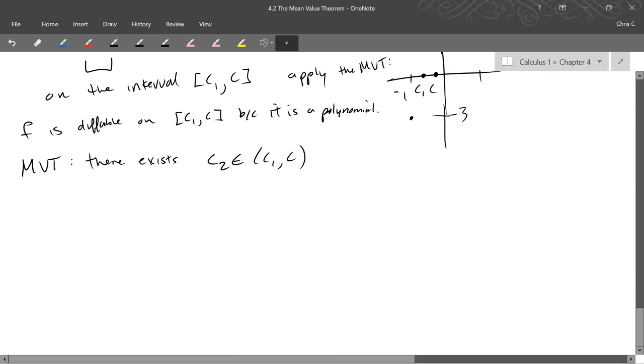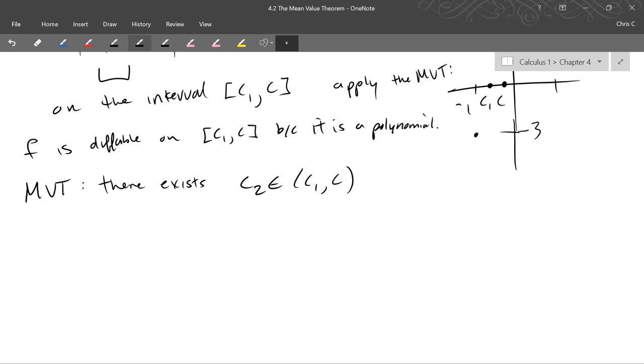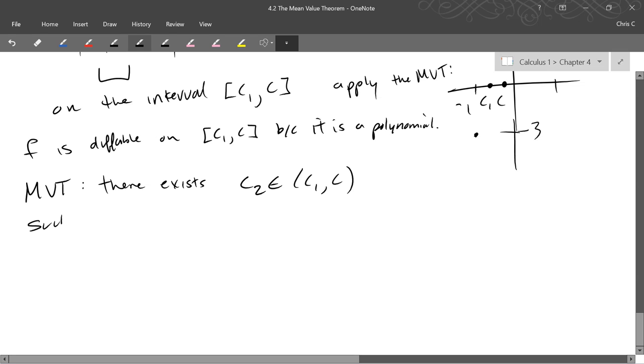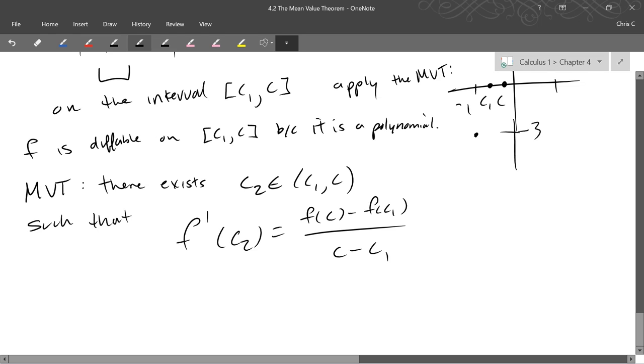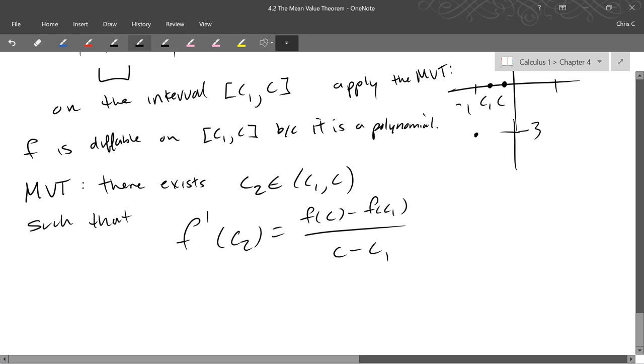All right, so we're back to the mean value theorem. Because we keep using the letter C over and over, I just put C1 for the next C that we're going to use, and then C2 for the next C that we're going to use. So by the mean value theorem, there exists another C in the open interval such that f prime of c2 equals f(c) minus f(c1) over c minus c1. This is the mean value theorem, except instead of using b's and a's, our points are c and c1. So that's average rate of change.